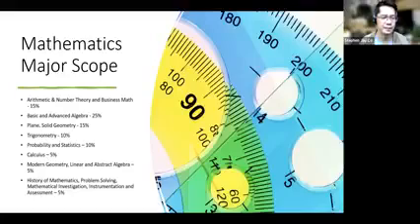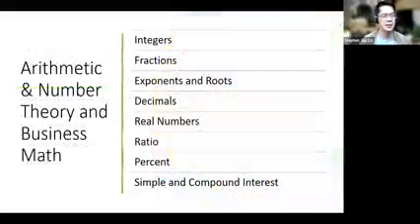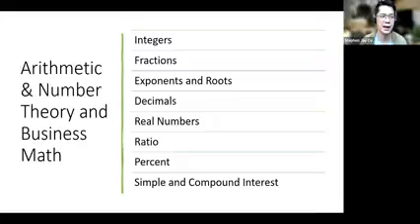Okay. So let's proceed. Arithmetic and number theory and business math involves all of these concepts: integers, fractions, exponents, roots, decimals, real numbers, ratio, percent, simple and compound interest, and others. We will not be able to discuss everything, but let's recall all of those concepts so that you have all of those things in your mind and later on practice them. And if you forget something, go back to it.